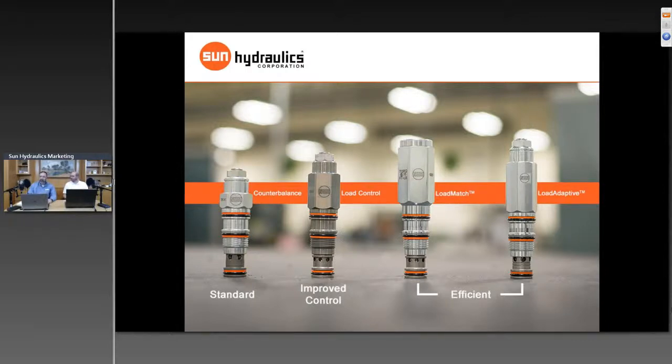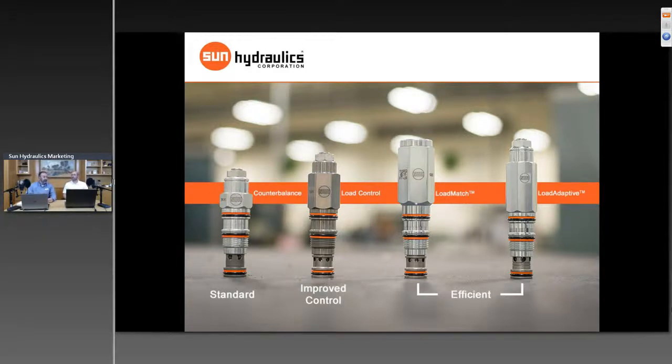So our standard list prices are available on the website. Obviously it's one of those things that you want to take a look at, and sometimes a cost-effective solution is more appropriate for your need, and sometimes, the load match and load adaptive, which honestly, from an efficiency standpoint, do they ever pay themselves off?